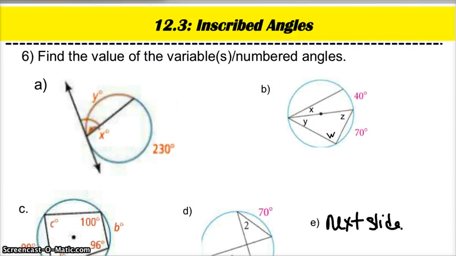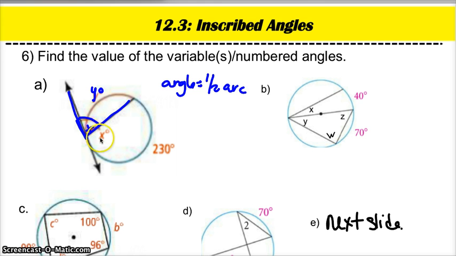All right, a couple more examples. It says find the value of the variables or the numbered angles. In this first one, it's asking for the measure of x, which is this angle right here, and it's also asking for the measure of this arc, which it's labeling y. X is the angle, y is the arc, so the angle is always equal to half of the arc, but I don't have the measurements of either.